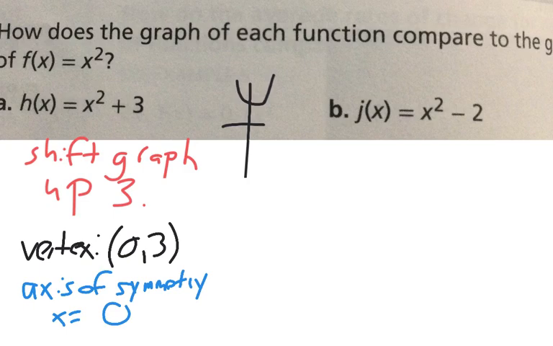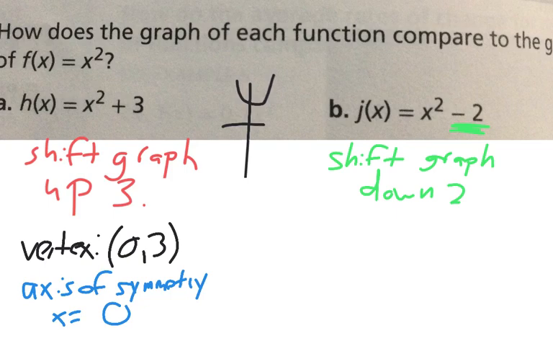Okay, what about B? What's going to happen to the graph on B here? It's going to shift the graph down 2. How do you know it's going to go down? Because it's a negative. Absolutely. The negative 2 means we're going to go down 2. So this will shift the graph down 2.